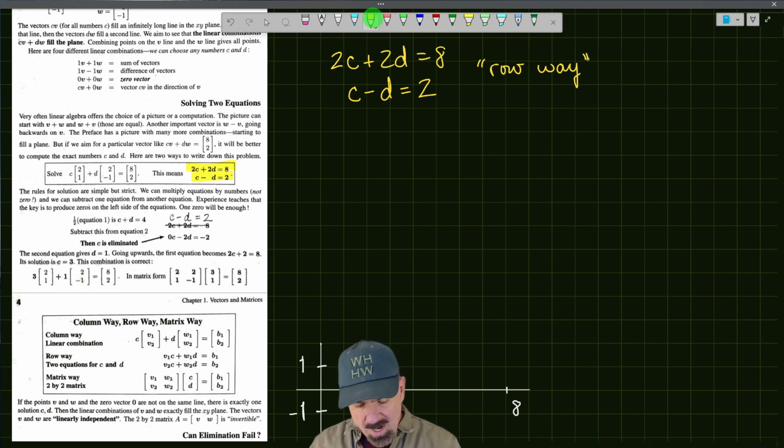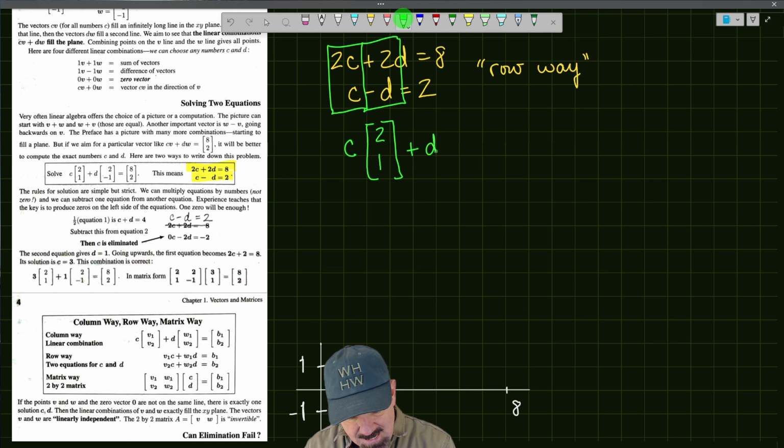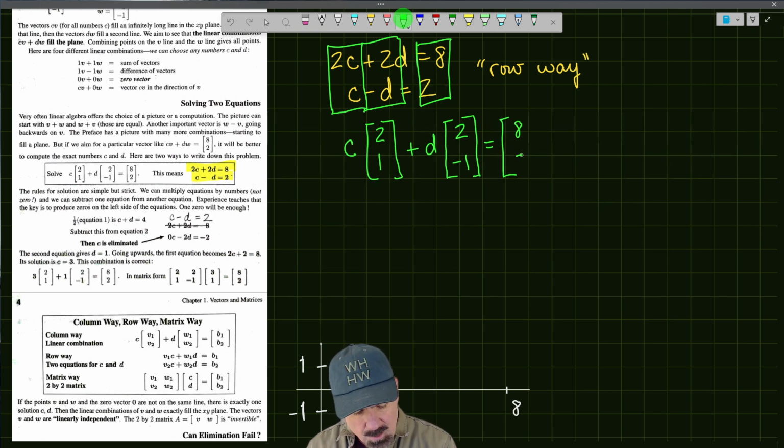So there's another way to think about this. We could also think about the fact that this grouping here is the constant c multiplied times the vector 2, 1. And this grouping here is the constant d multiplied times the vector 2, negative 1. And then, of course, that's equal to the right-hand side, which is another vector 8, 2.